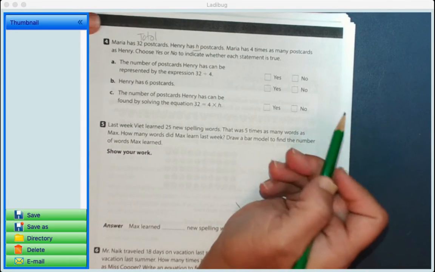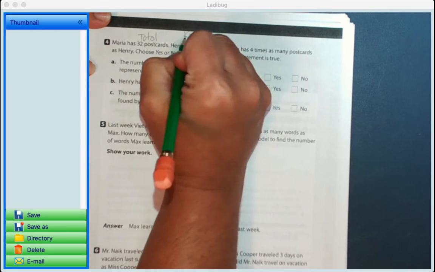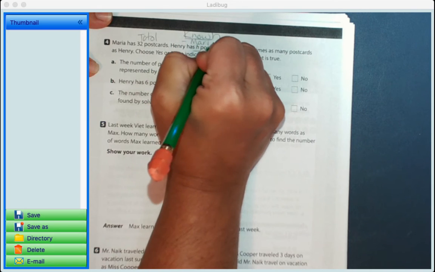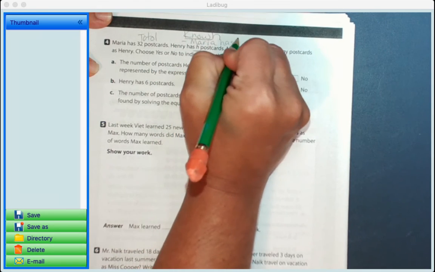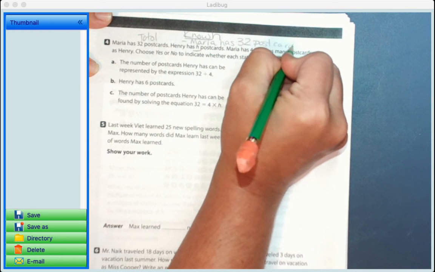Well, for me to understand this, I'm going to have to go with what do we know? What's known about the problem? Well, Maria has 32 postcards.